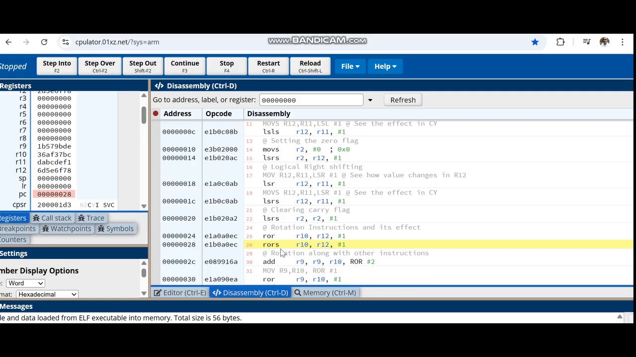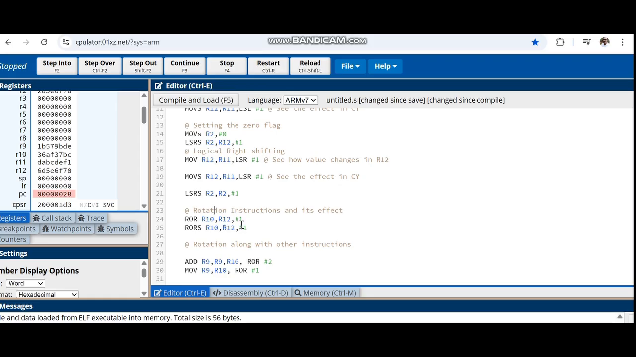Now the only difference in RORS is that the rightmost bit of R12 will come to the leftmost position, but it will also go to the carry flag. That is what is going to happen. So you need to see how exactly this RORS works and then check in your notebook and see whether the answer is coming.